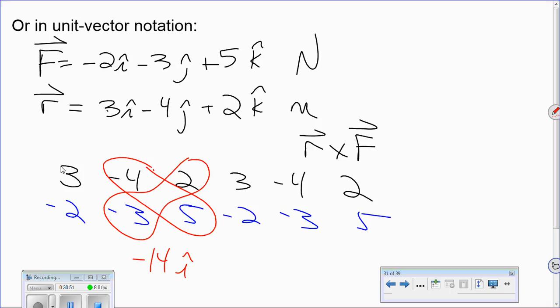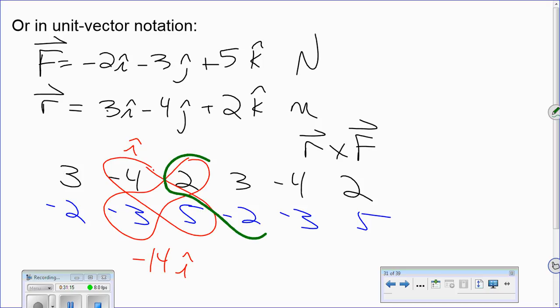Yes, correct. So the red ones that I just drew there give you the i. So it's always this minus this, like finding the determinant of a 2x2 matrix. It's basically what we're doing here. Good? In fact, that's exactly what we're doing here. Good? All right, and then you just move down a spot.